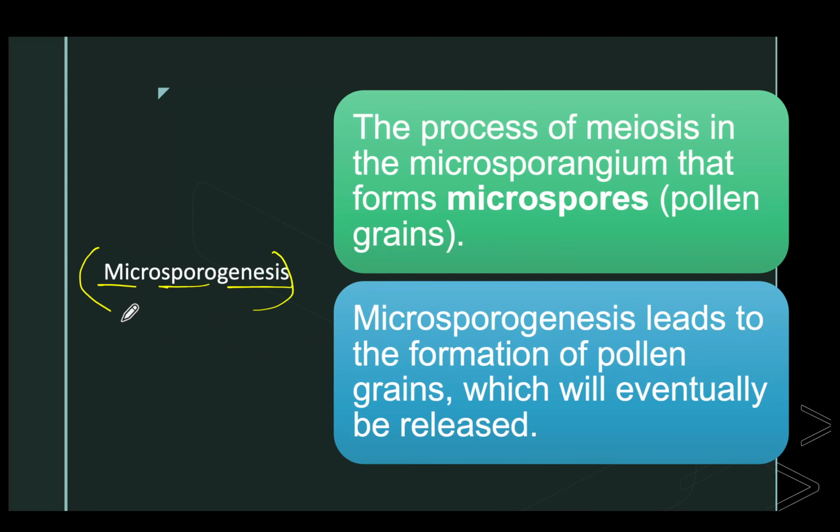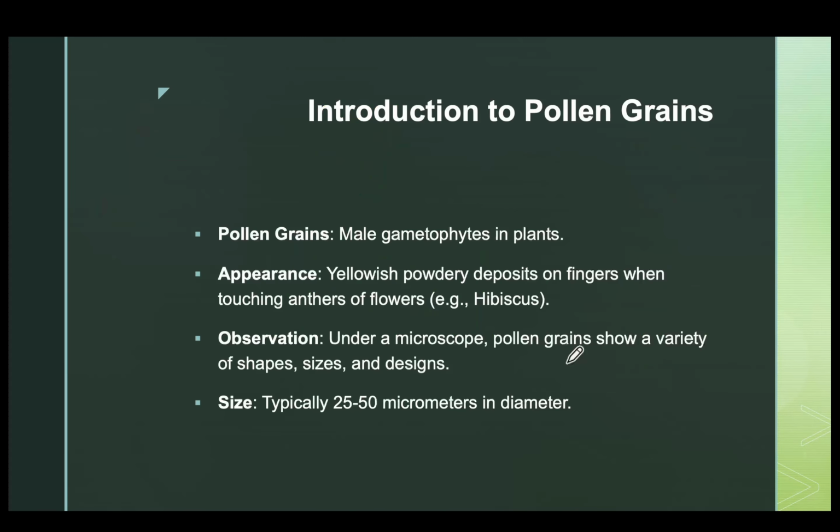So again, let's revise it one more time. The process of meiosis in the microsporangium, from microspore, is known as microsporogenesis, and it leads to the formation of pollen grains, which will eventually be released. Right? Now let's come to the structure of pollen grain. What exactly does the pollen grain look like? What is the size and what is present inside the pollen grain?